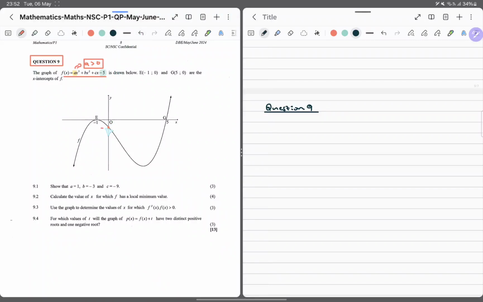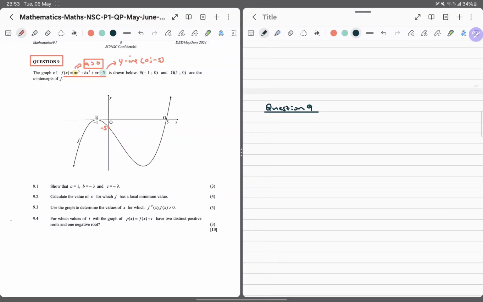The -5 is important, it is our y-intercept. So we can easily say from this component of the equation that the y-intercept is going to be (0, -5), because we know that at the y-intercept x is 0. Okay, so that's good. Nice and easy.